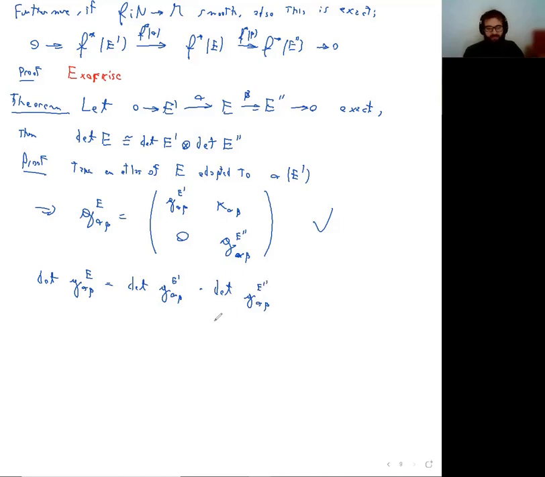And this is precisely the transition functions of the bundle determinant E prime times determinant E second. Okay. So let's go back to complex manifolds, because all these things that we're doing are actually more studied for complex manifolds and they're more interesting for complex manifolds because mostly you have more rigidity. So you can't just do whatever you want.